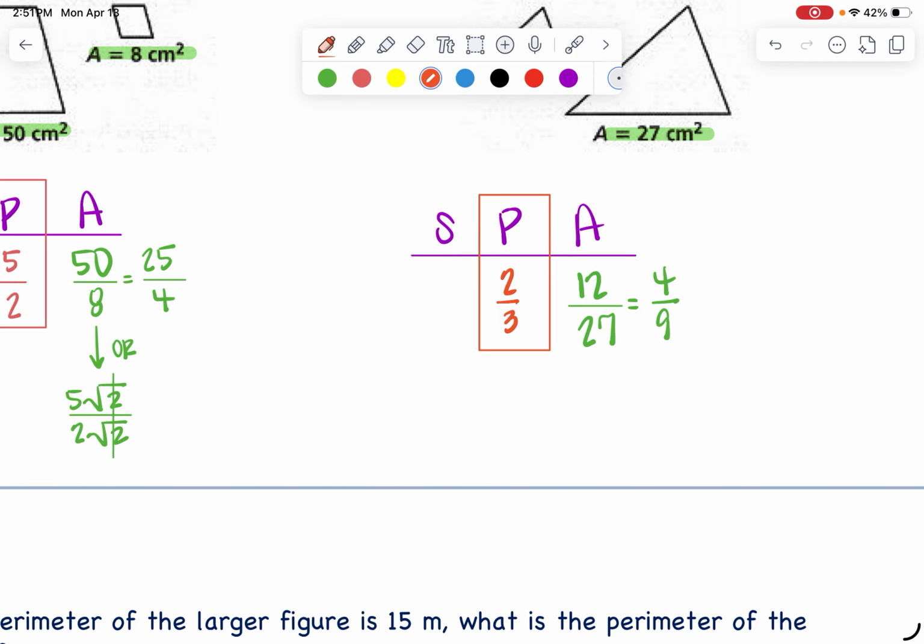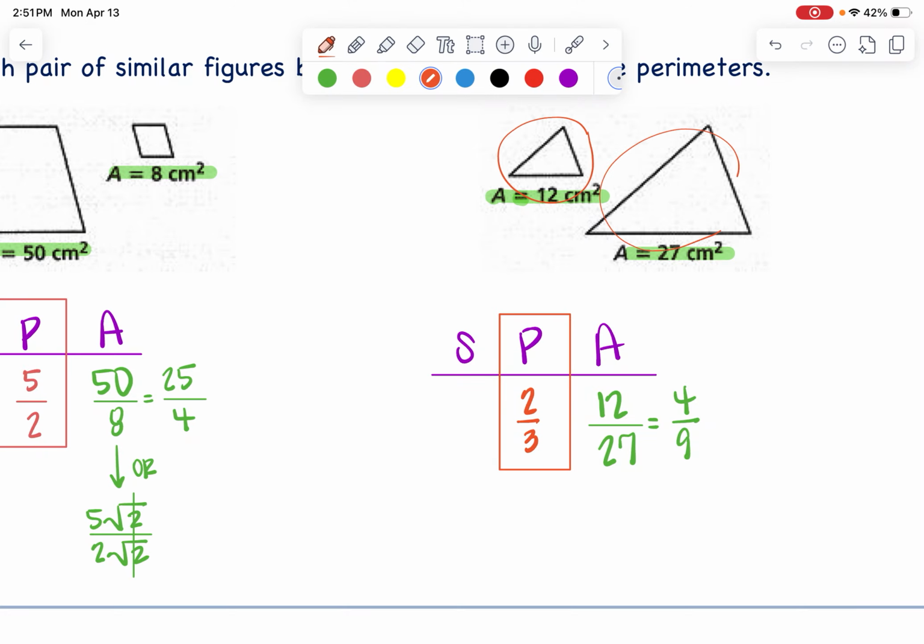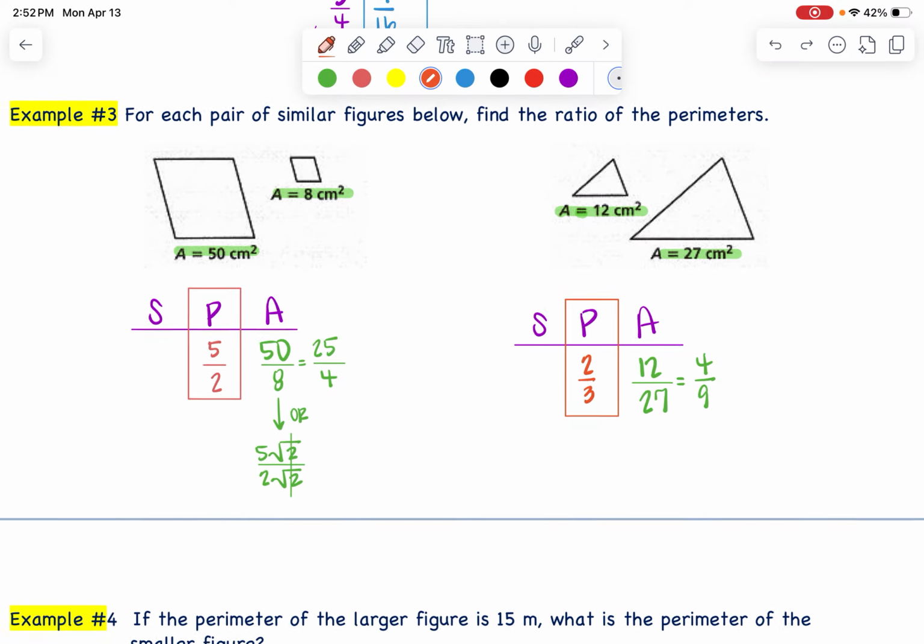Again, I don't know what their perimeters are, right? I don't even know what the side lengths of these triangles are, and I don't care. I just need to know that their perimeters would be in a ratio of 2 to 3. Okay, that's really all we're concerned about today.